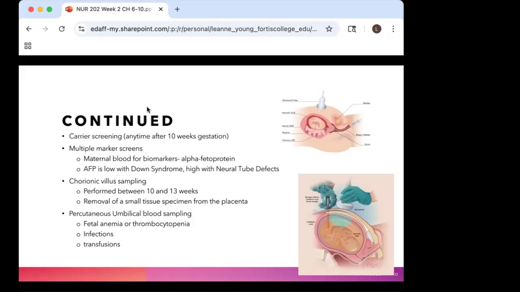So the alpha fetoprotein is something that providers are looking at pretty closely because it can give us a good indication of these two abnormalities with the fetus. Okay, so this is definitely something you're going to want to remember.